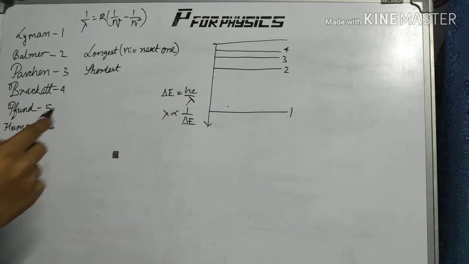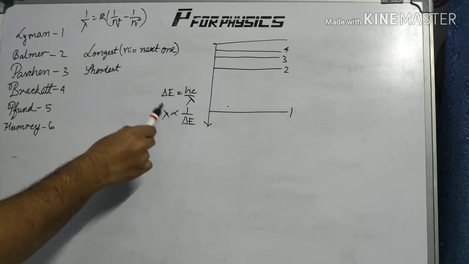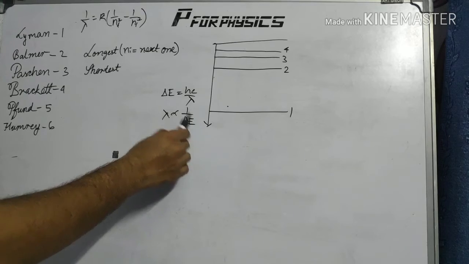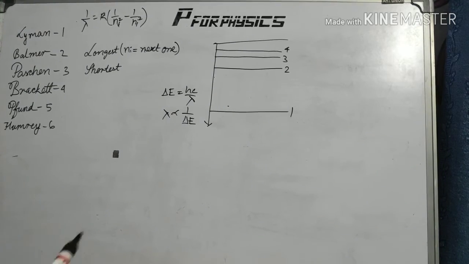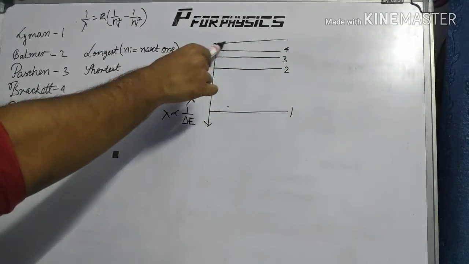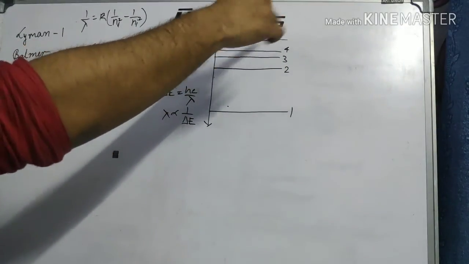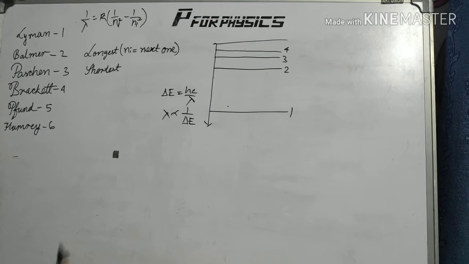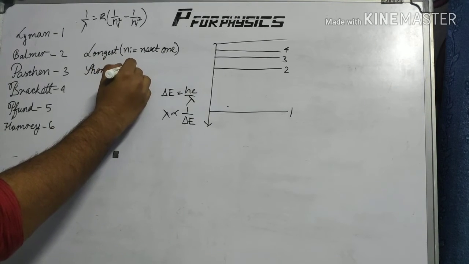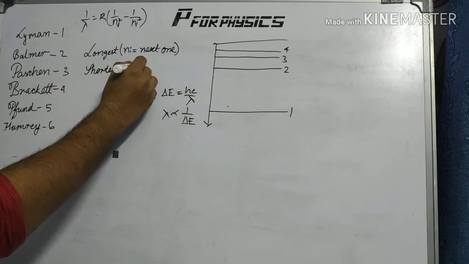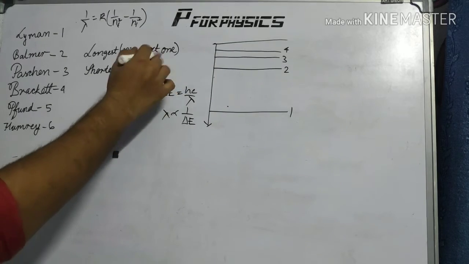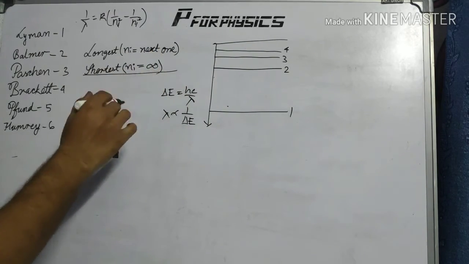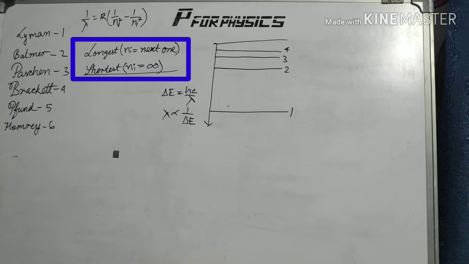And for the shortest lambda we need the maximum energy gap. Now as you can see, the maximum energy gap for any given state is from exactly up here, that is n equals infinity. So in this case the electron needs to jump from ni equals infinity. So this is the thing you need to remember.